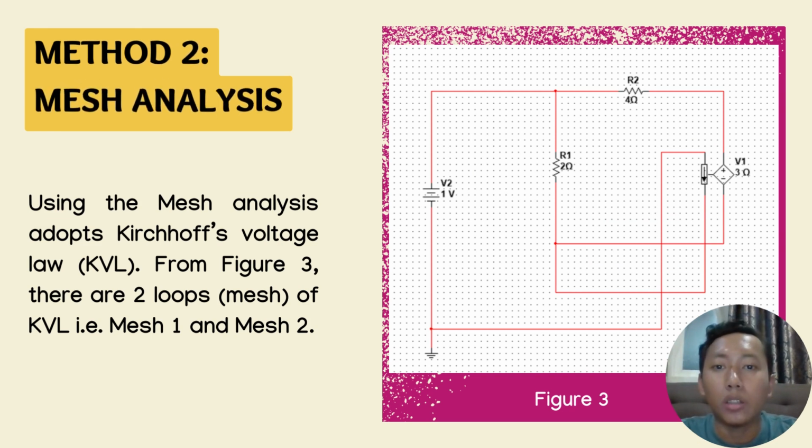Method 2, mesh analysis. Mesh analysis adopts Kirchhoff's voltage law KVL. From figure 3, there are two loops, mesh 1 and mesh 2, for KVL.